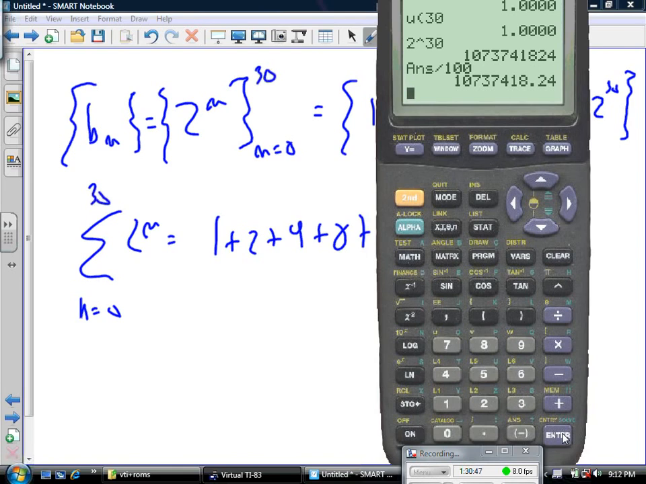Okay, so let's graph this thing. Let's see how much money we make every single day. Let's graph it as a sequence. And then we'll add it all up. Okay. So go into y equals.